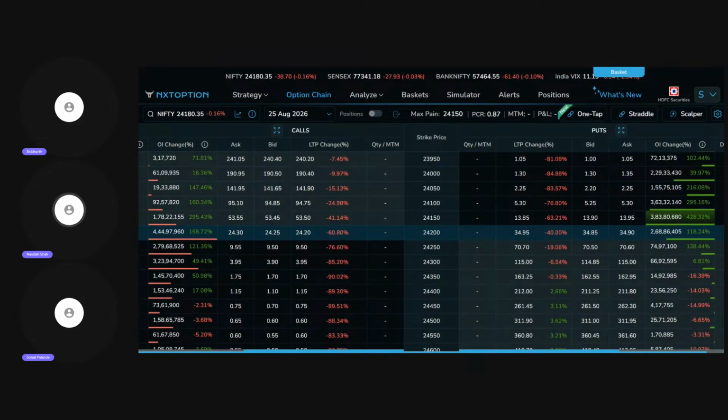And those who only want to create positions by buying options can wait for the level to come about 24,210. One can buy a call. Below 24,100, one can buy a put. Now coming to the positional strategy, let me share my screen.